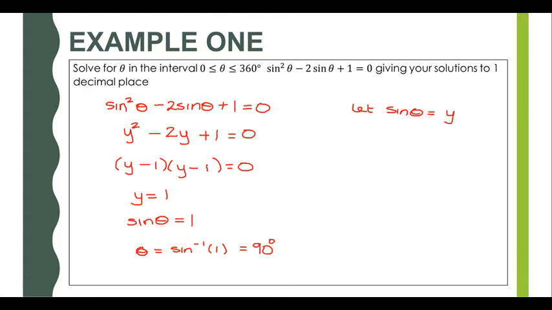But I've also possibly got a second solution in the range. So if I draw my graph, I've got the graph of sine theta, and if I find 90 degrees and go up to my curve, and then I draw a line across from this point, I can clearly see that there is only one solution to sine theta equals 1 in that range, as it's the maximum point of my graph.